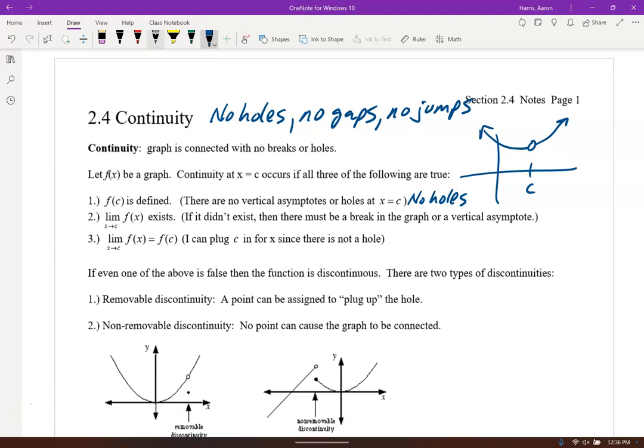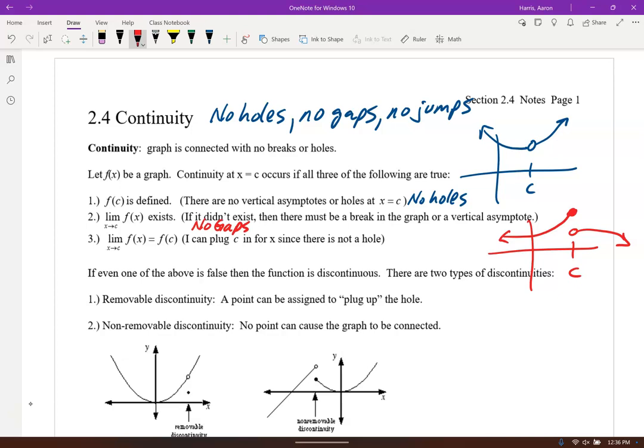So this is saying no gaps. Let me give you a picture of no gaps. For example, if you have the function coming along, the limit approaches that, but then it has this gap. So no gaps are allowed. That's not continuous in red there. So the limit's got to exist. So number one, f of c has got to be defined, no holes.